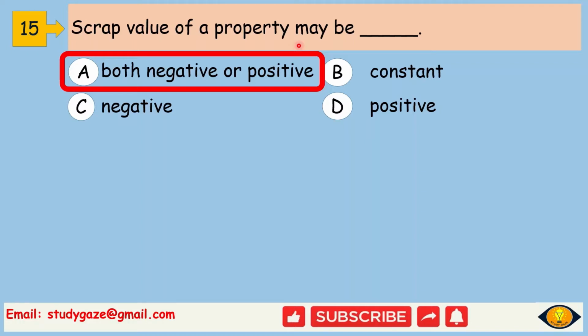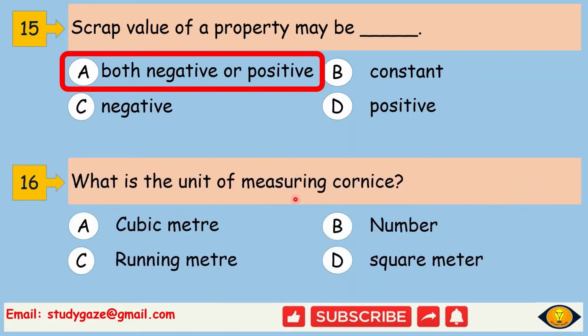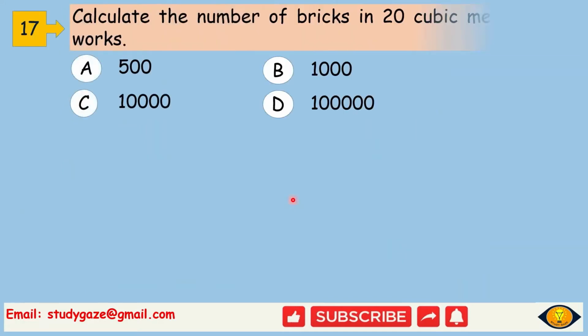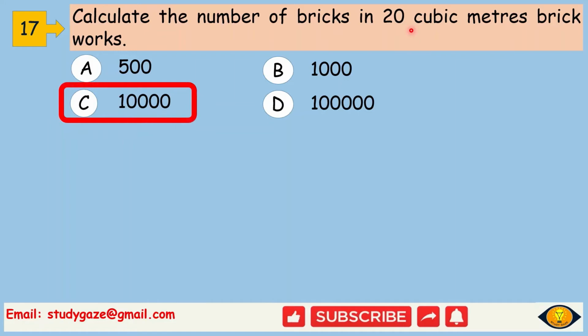Next, what is the unit of measuring cornice? We measure cornice as a running meter. Next, calculate the number of bricks in 20 cubic meters brickwork. In 1 cubic meter, generally 500 bricks are coming. So, as we know, in 1 cubic meter there are 500 bricks. For 20 cubic meters, it will be 500 times 20, that will be 10,000 bricks.